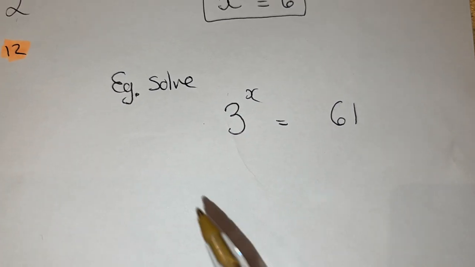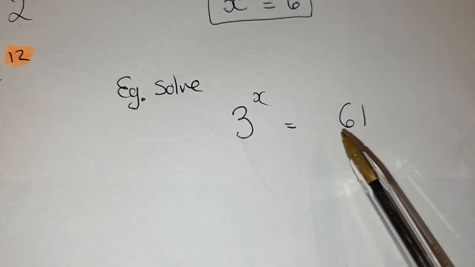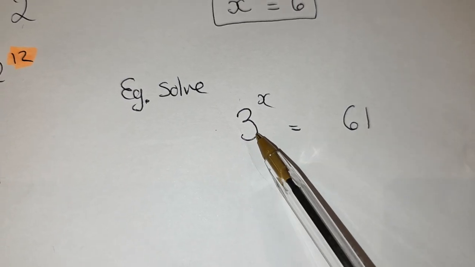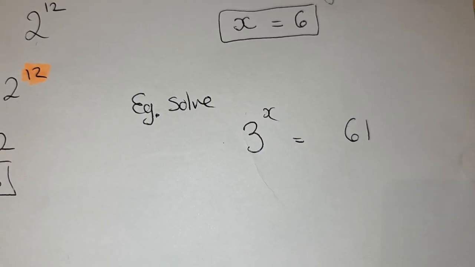Here's another example. Solve for x. So 3 to the power of x is equal to 61. I know I can't use indices to solve that. You can't write 61 as a power of 3, and you can't write 3 as a smaller breakdown of any other index. So I have to leave it as it is. So I'm going to introduce logs.